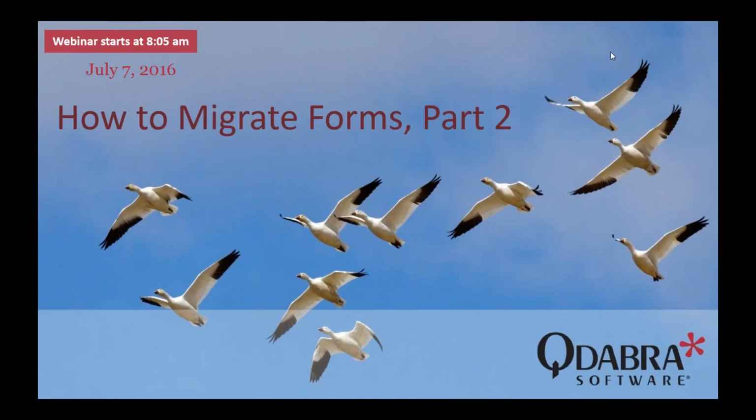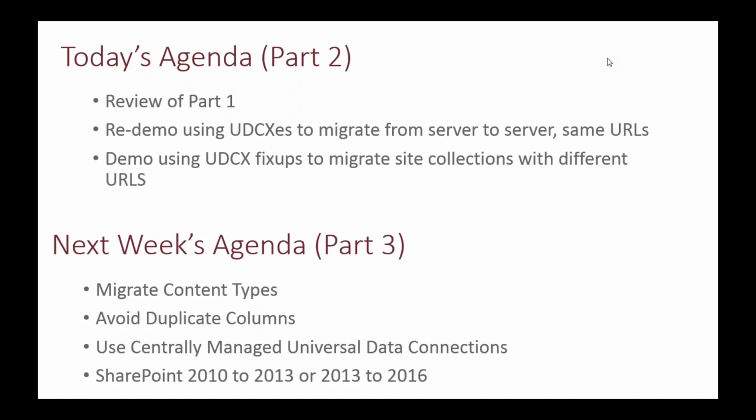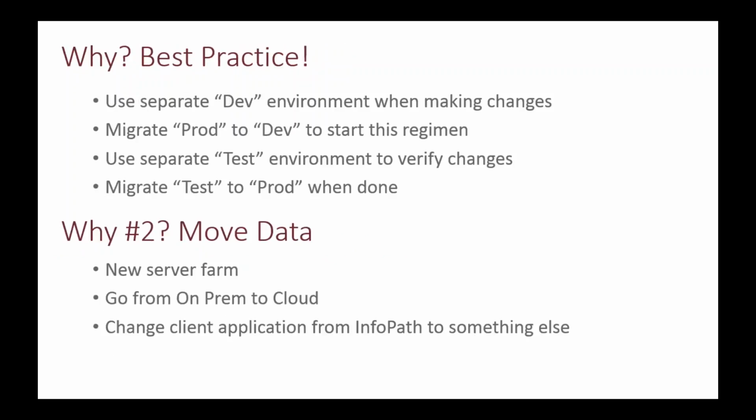I'm going to just quickly walk through what we're talking about this week, same as last week with a couple differences, and we'll review what we did last week. We're going to re-demo the UDCX stuff. We have it working now, and I'm very happy to say Hilary has it working. And we're going to actually do a part 3 next week with content types. So if you were waiting to see content types, just wait one more week, please, because we are going to cover that topic as well and talk about duplicate columns.